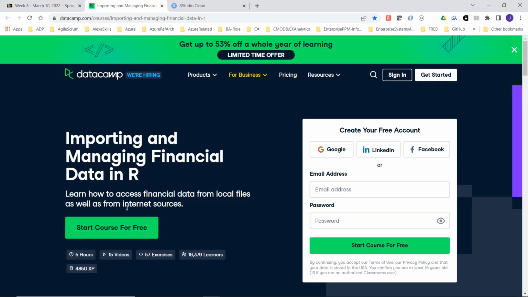Now, this one particular example is on financial data. So you're going to learn a number of things. You're going to learn two super important things. One is getting data from local files, which is kind of what we've been doing so far. We create the CSVs, we import them, and we run our analysis, et cetera. And how to grab data from internet sources.